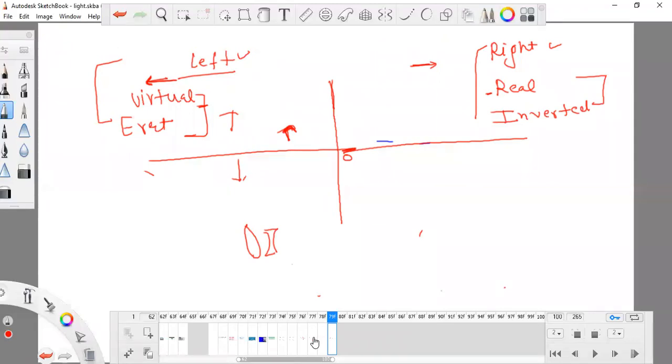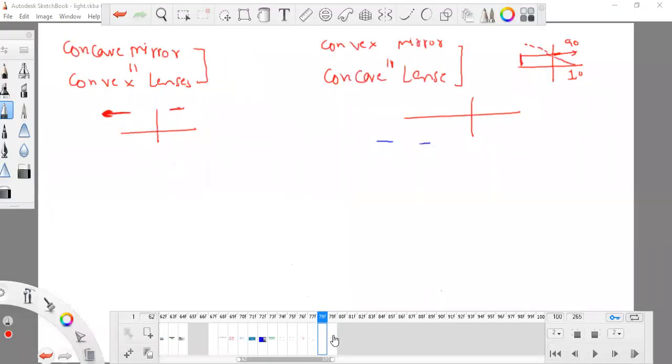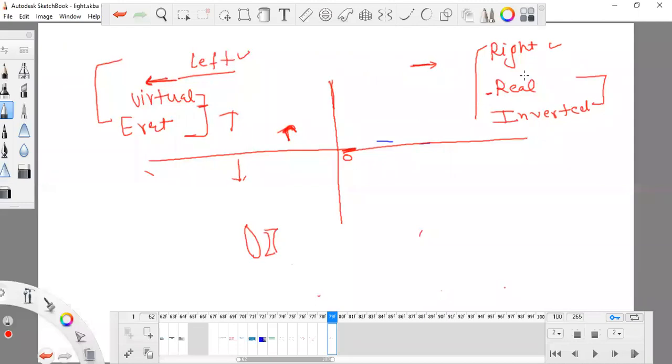So this is for lenses, just lenses. Lenses and mirrors go just opposite to each other. So right side for lenses is a real and inverted image, and left side of lenses is a virtual and erect image. It will be just opposite for mirrors. For mirrors, the left side will be real and inverted and the right side will be virtual and erect.